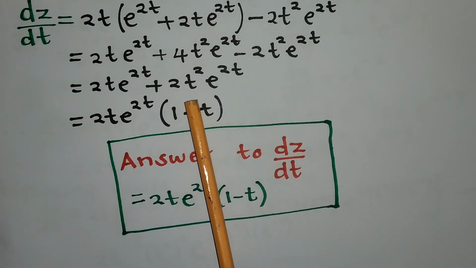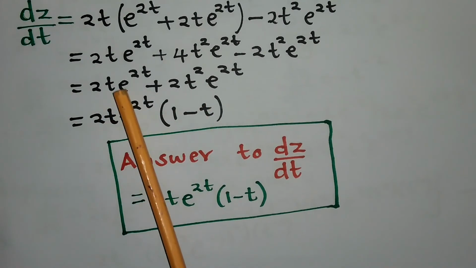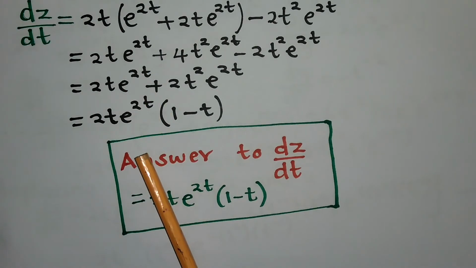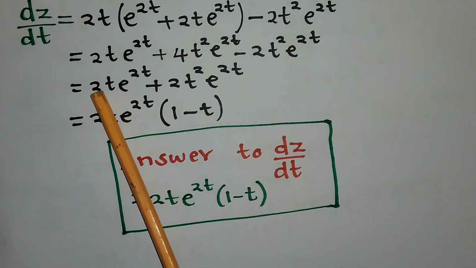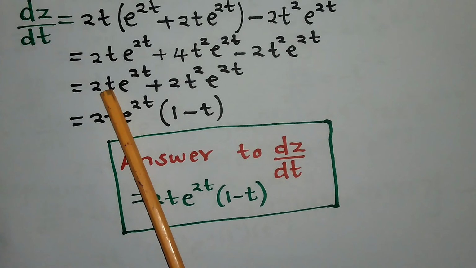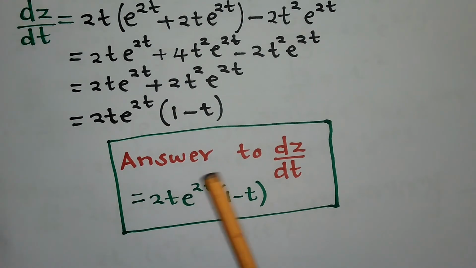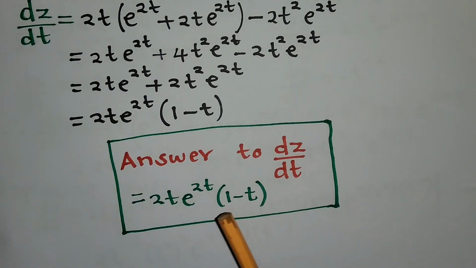And then we now have this and this. Can we have maybe something that can be factored out? We say 2 is common, t is also common, and exponential 2t is common. So if I factorize out 2t exponential 2t, I'll be left with 1, and then 1 of the t is gone, so I'll be left with t. So the inside part will just be 1 minus t. So this is the answer to the derivative of z with respect to t.